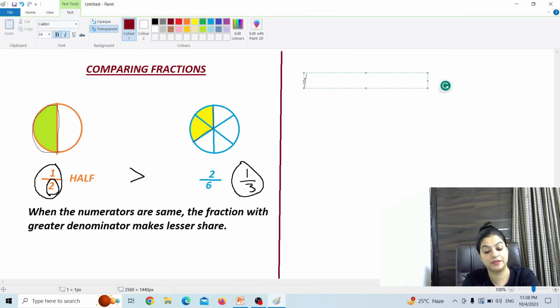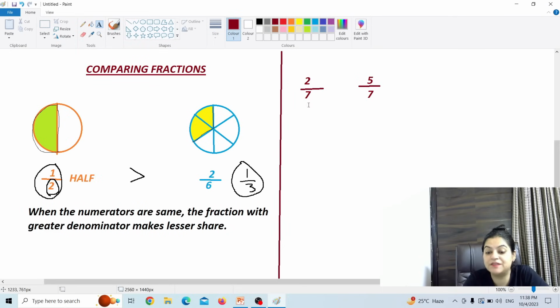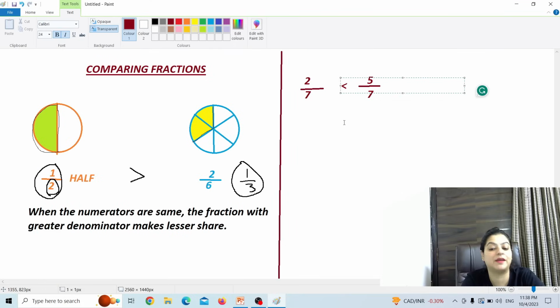For example, 2 out of 7 and 5 out of 7. Now in both of these, 7 and 7 are the same denominators they have. So you simply compare the numerators. 2 is smaller than 5, so 2 will be the lesser share and 5 will be the greater share. So 2/7 will be less than 5/7.